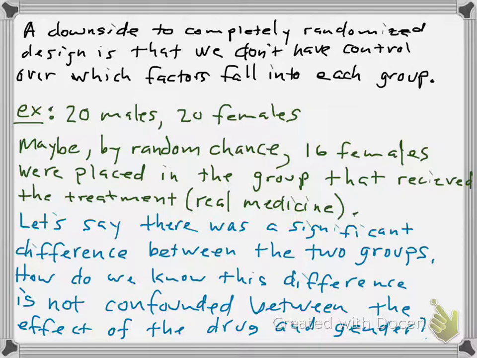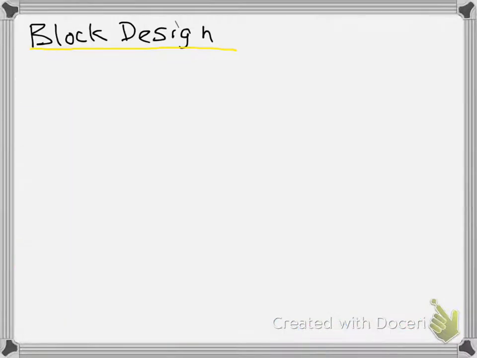So again, let's say there's a significant difference between the groups. How do we know if this difference is not confounded between the effect of the drug and the gender? The best way to account for this, especially in an experiment like this where there are very many factors that could possibly influence our response, is doing what we call a block design.